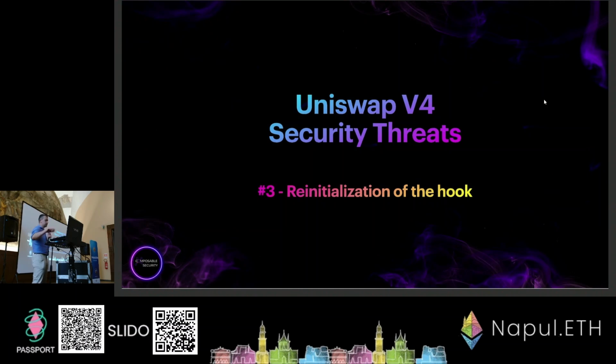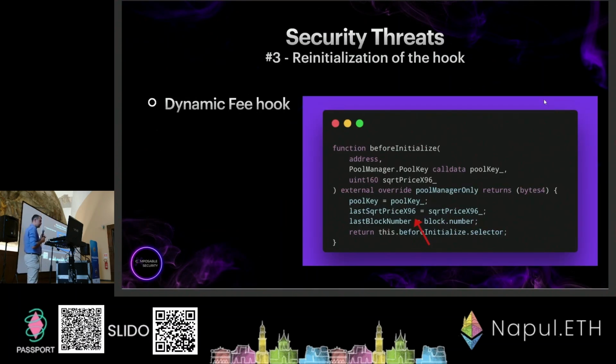The third case is a bit more complex, and it's about reinitialization of the hook. So here is an example of a different hook. This is a hook that calculates some dynamic fees, right? So dynamic fees is one of the features of V4, so they want to achieve that. And here you can see that the before initialize function is protected. There is that modifier called the pool manager only, right? So nobody else can call it.